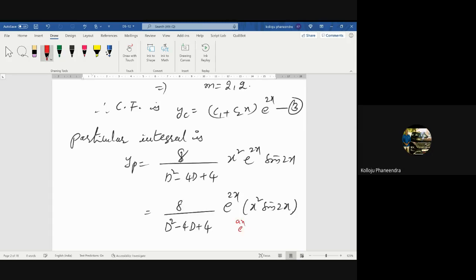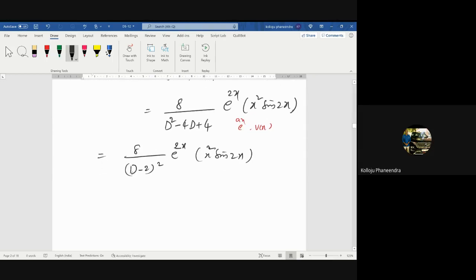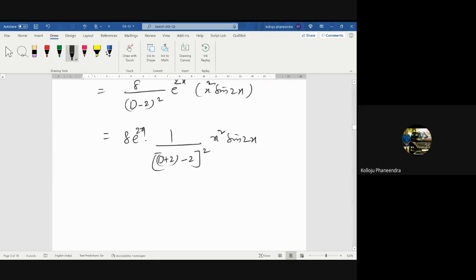This is the e power ax into V of x model. So what is this? It is 8 by (D minus 2) whole square, e power 2x into x square sine 2x. No need to write it as D minus 2. You can directly replace D by D plus 2. But here, 8 into e power 2x, if I replace D by D plus 2, then D plus 2 minus 2, both 2s get cancelled. That is why I have written in this manner. Otherwise you just replace D by D plus 2, and automatically after expansion you will get the same.